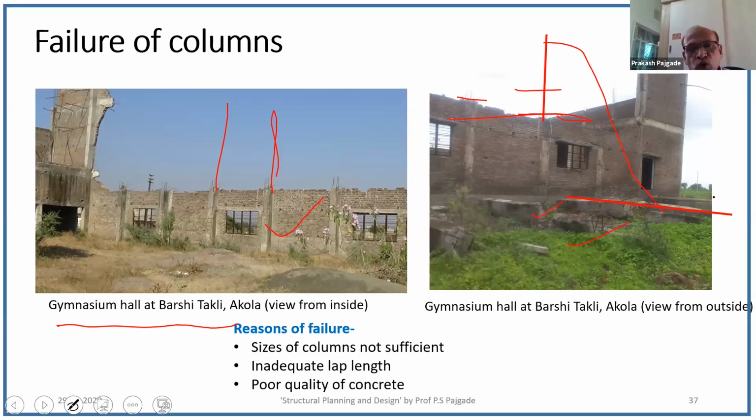In the case of a gymnasium hall, the height is quite large and each and everything must be properly designed. No thumb rule will be applicable. The reason for failure was that the sizes of the columns were not sufficient. There were several problems and because of that there was a failure. So everywhere these things will be there. If you do not take proper precautionary measures, then definitely there will be problems.